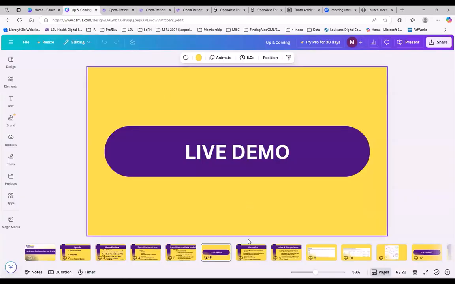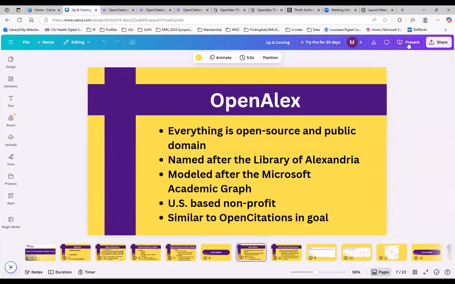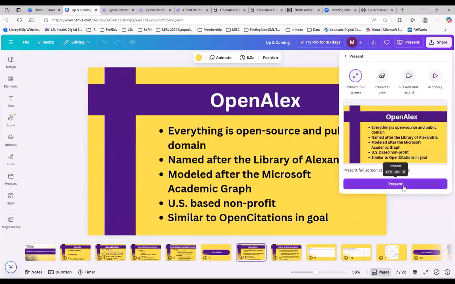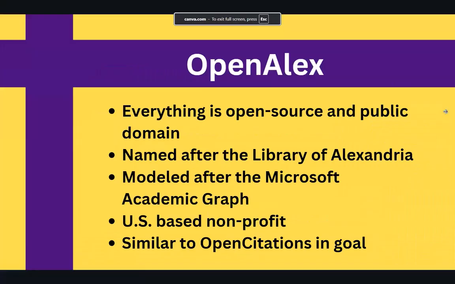So that's OpenCitations. So let's move on to the next part of our presentation, talking about OpenAlex. Everything through OpenAlex is CC0 in the public domain. If you want to go on their website and look at their code, just like we did with OpenCitations, do with it what you will.